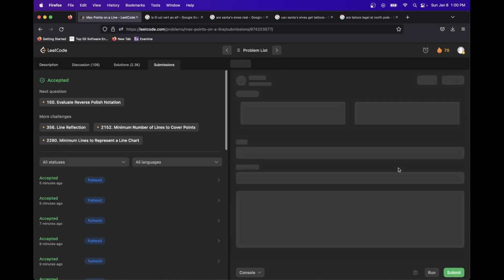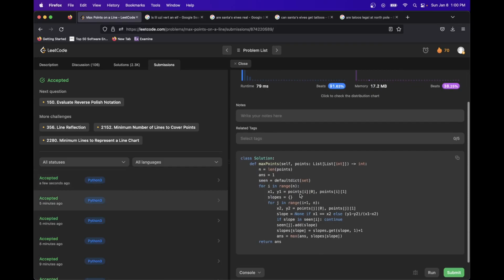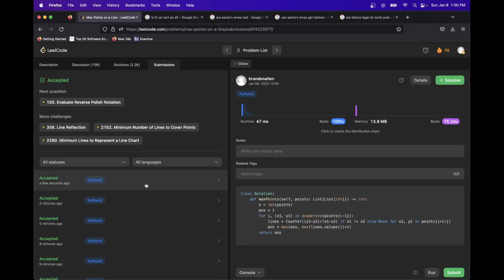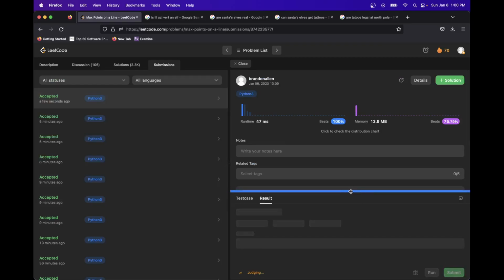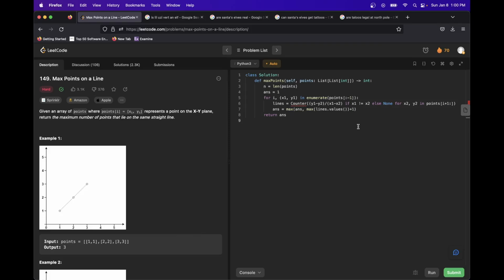Cool. So now we run it, and I guess that's about as fast as you can possibly get. We're not performing the optimization that we performed here. We're not using the seen dictionary, but again, I guess the test cases don't really account for that. So that's the solution.